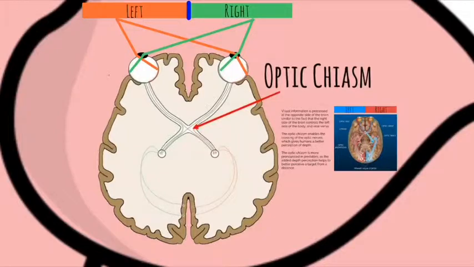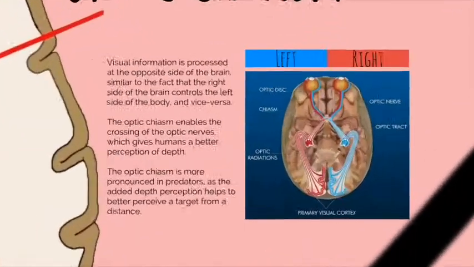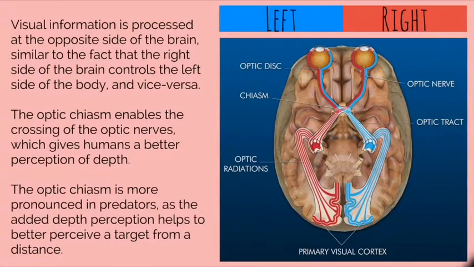The optic chiasm is a section of the optic nerve. It's where the nerve fibers cross. The nerve fibers cross in the way that visual information is processed at the opposite side of the brain. It's similar to the fact that the right side of the brain controls the left side of the body, and vice versa. The optic chiasm enables the crossing of the optic nerves, which gives humans a better perception of depth. The optic chiasm is more pronounced in predators, as the added perception of depth helps them to better perceive a target from a distance.